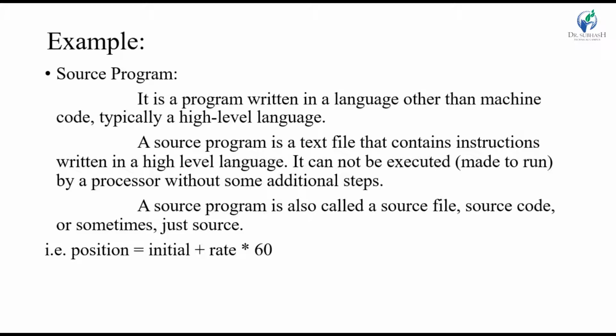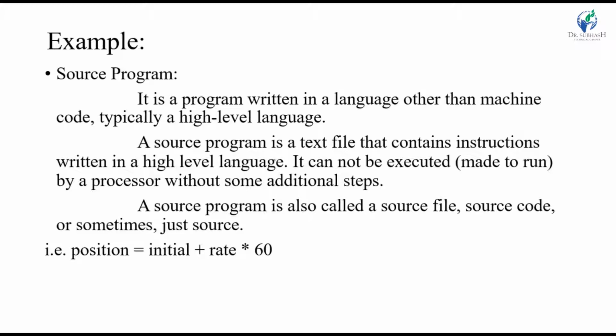Then what is source program? It is a program written in language other than machine code, typically a high level language. Source program is a text file that contains instructions written in a high level language. It cannot be executed by a processor without some additional steps. So a source program is also called a source file, source code, or sometimes just source.